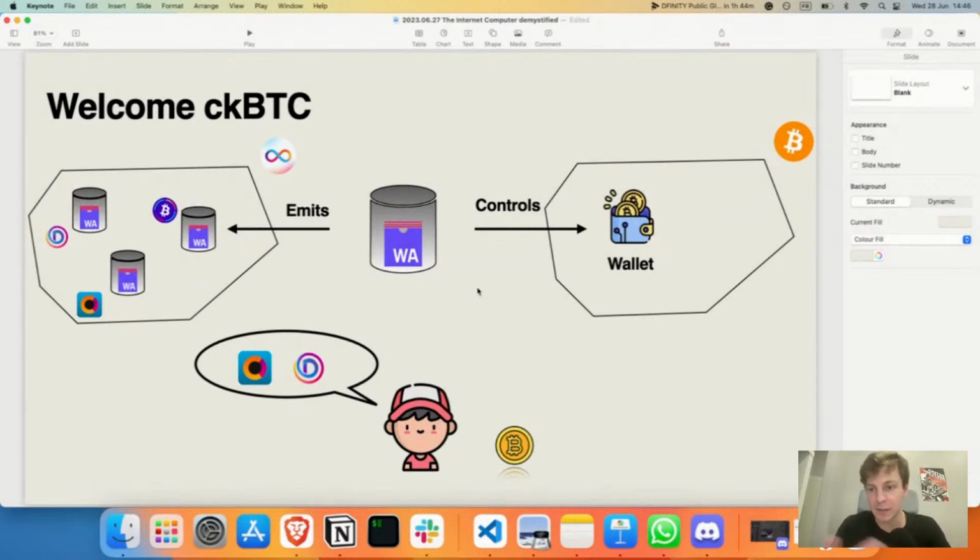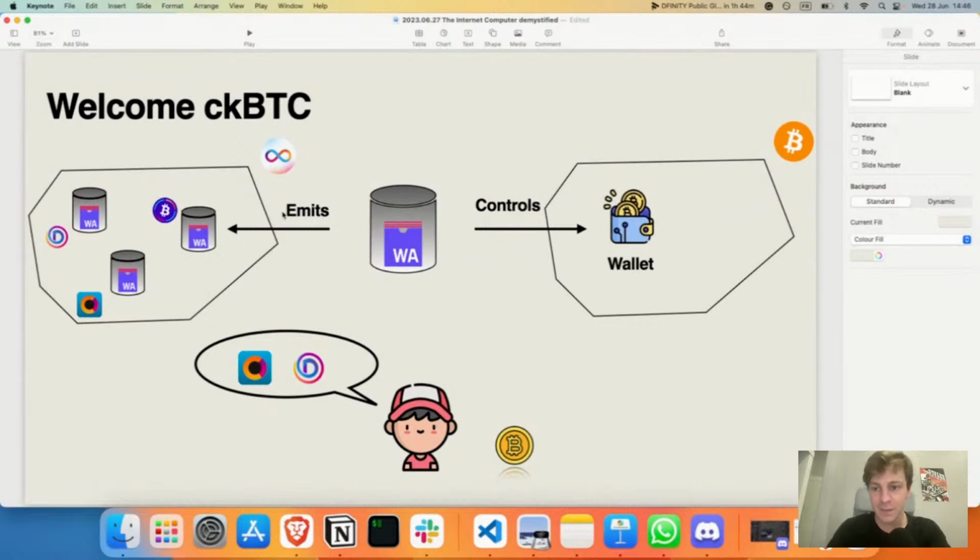And this is only possible because of the Bitcoin integration that I mentioned earlier. So you have your Canister, it controls the wallet on the Bitcoin network. And whenever you send your funds, you want to use, for example, OpenChat or Discover, then it will emit the Shenky Bitcoin. So this Canister has direct control over the Shenky Bitcoin ledger. And essentially, the other way around, whenever you send your Shenky Bitcoin, it's gonna send you back your Bitcoins.